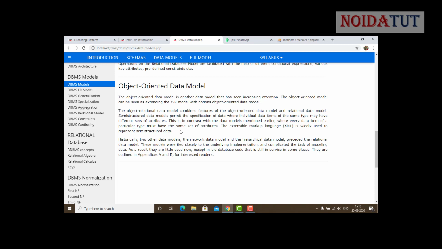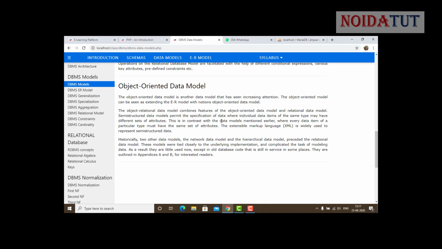Historically, two other data models, the network data model and the hierarchical data model, preceded the relational data model. These models were tied closely to the underlying implementation and complicated the task of modeling data. As a result, they are little used now, except in old database code that is still in service in some places. They are outlined in appendices A and B for interested readers.